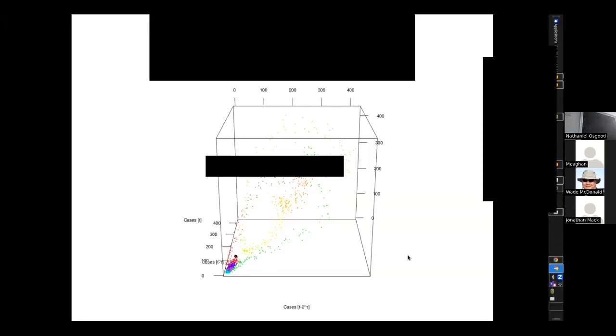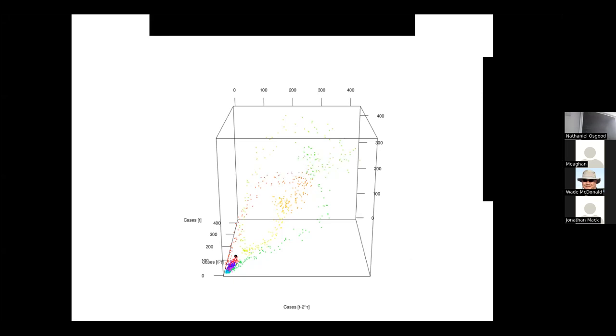You got something like this. Number of cases today, number of cases 1 day ago, number of cases 2 days ago. And you get these successive trajectories. This is actually somewhat noisy data, and it's color coded by when it was collected. And what you see is evidence of successive trajectories associated with different outcomes.